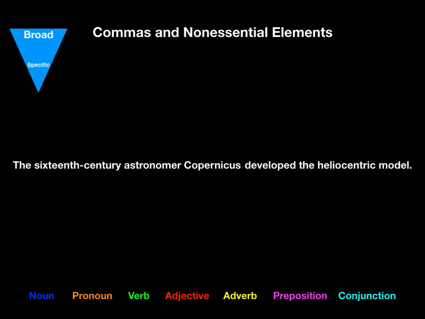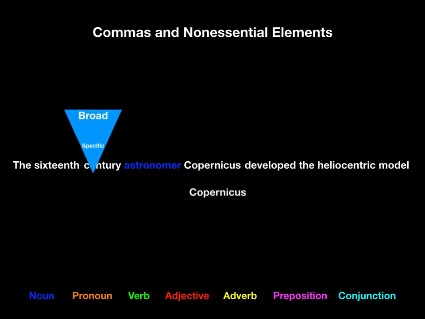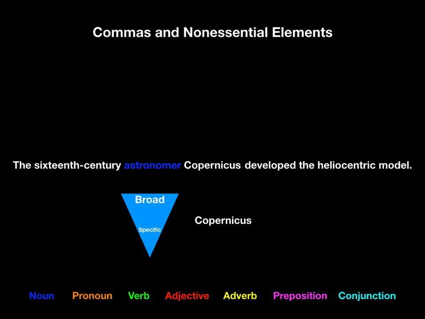"The 16th century astronomer Copernicus developed the heliocentric model." Within this sentence, we should be able to identify the noun "astronomer." Immediately after this noun, we have another noun, "Copernicus." Let's determine whether Copernicus is essential or non-essential. Is Copernicus broader or more specific than the noun "astronomer"? Copernicus is much more specific than the vague noun "astronomer."